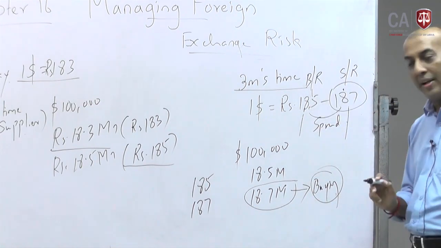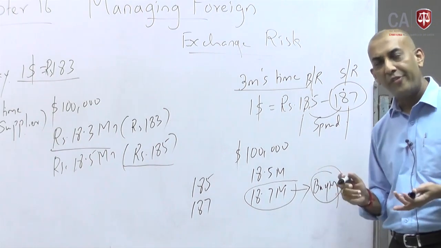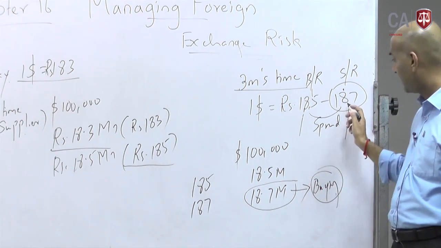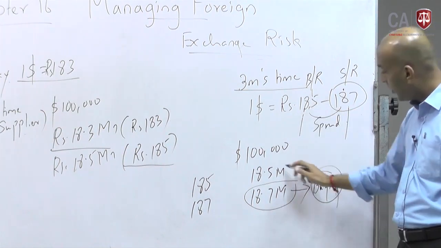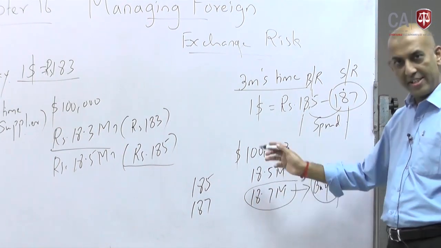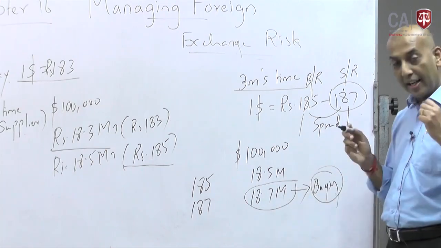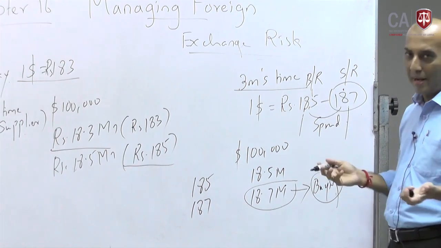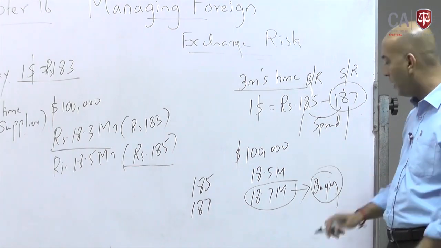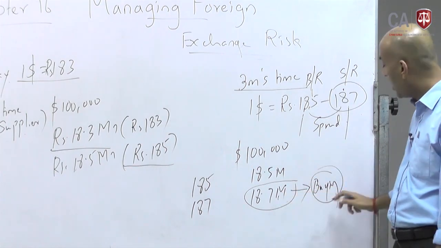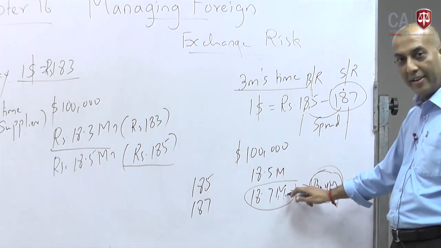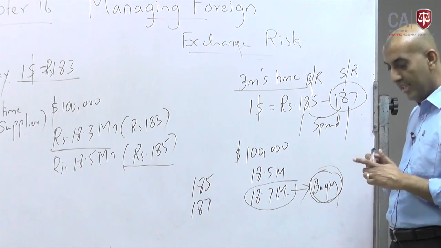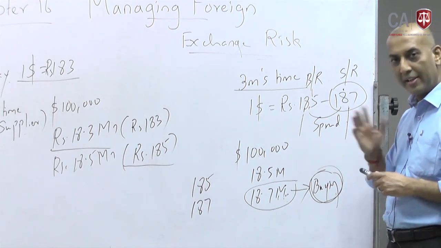So always remember, when you are confused with your direct quote, indirect quote, you can take the two values, calculate the rupee value or whatever currency it is, and see, as a customer, you need to pay more money. In other words, the bank is anyway going to make money. So you have to pay 18.7, which means as a customer, this is your buying rate. From the bank's point of view, this is the selling rate. So please be aware, this is a logical way of calculating the buying and selling rate.